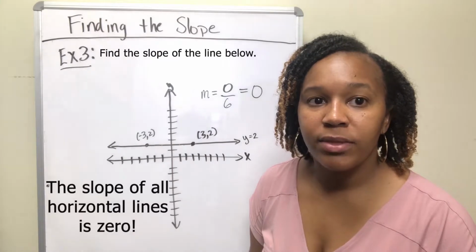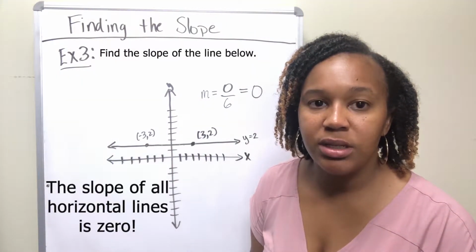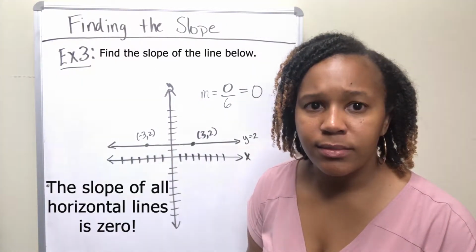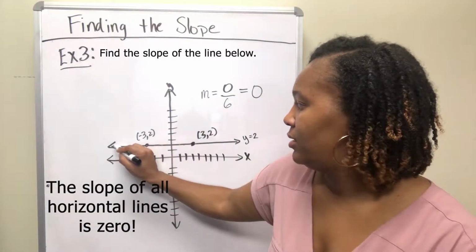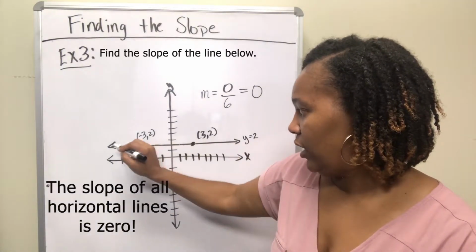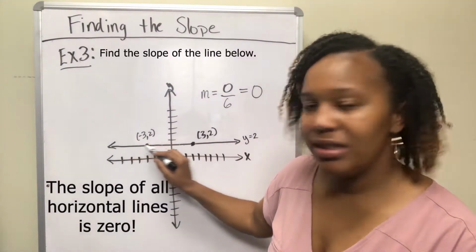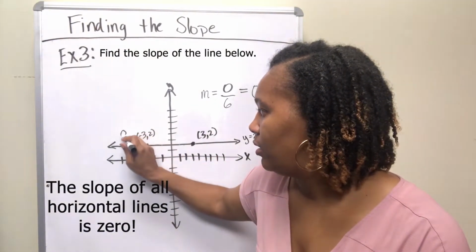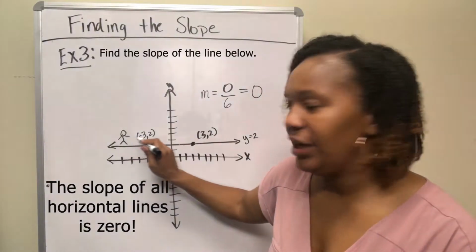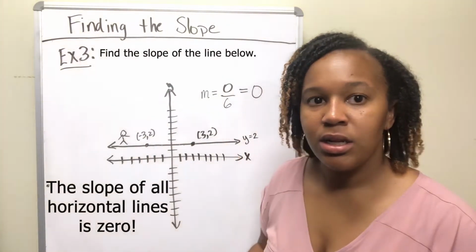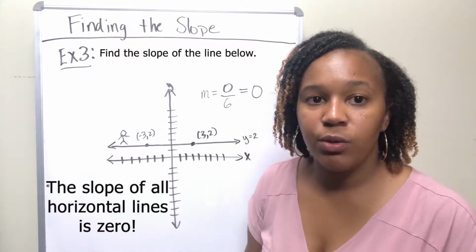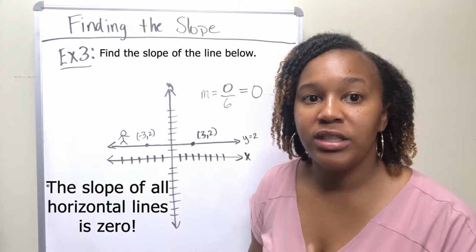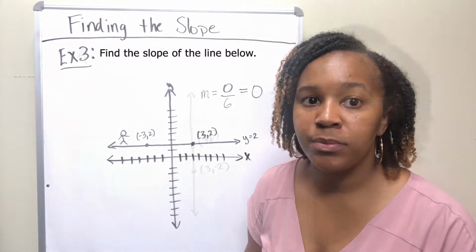So remember that slope measures the steepness of the line. So if I have a line that's just straight like this, how steep is it? If I'm a person walking on this line, is there any resistance? No, it's not steep at all. There's no resistance. And so in this case, it has no slope, a slope of 0.